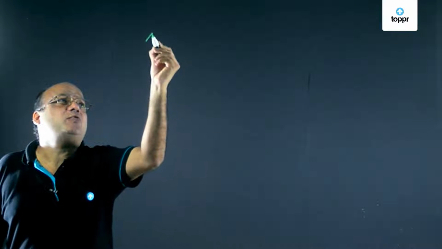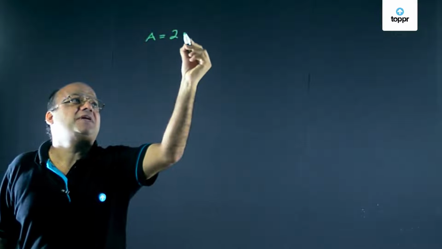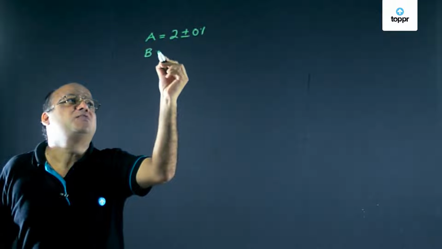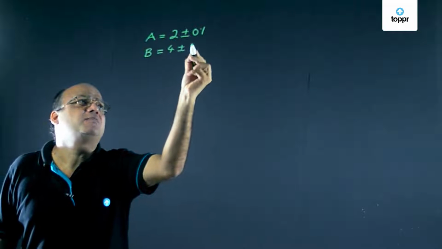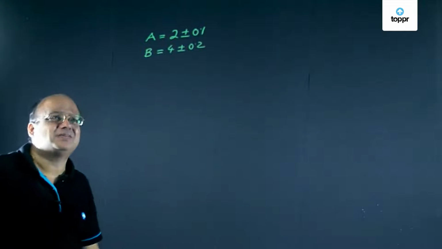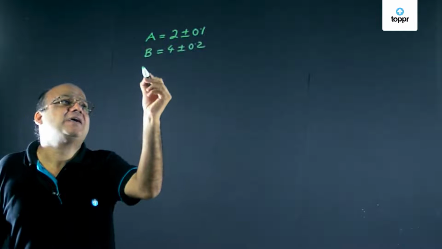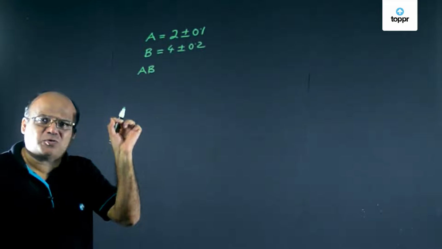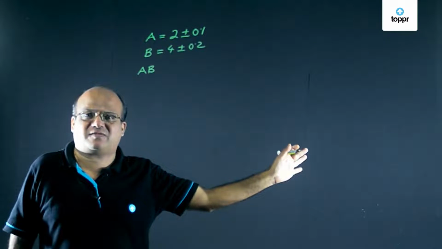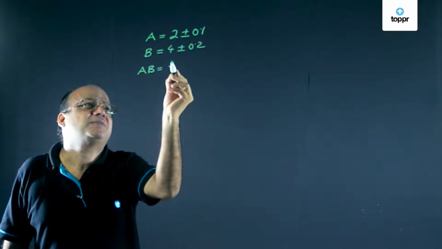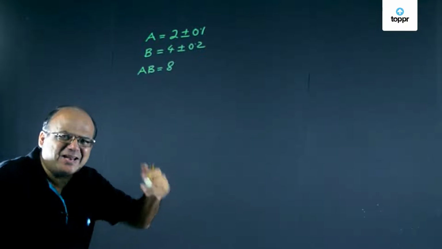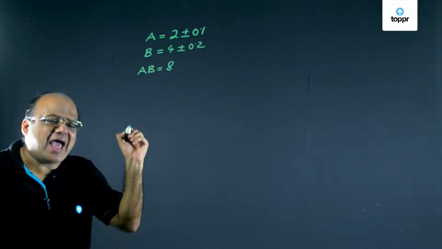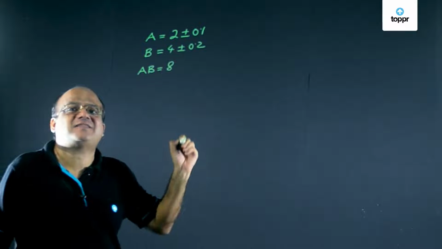Let us say A is equal to 2 plus minus 0.1 and B is equal to 4 plus minus 0.2, whatever units. And we have to find out AB. So first we find out AB, A into B, without bothering about errors. So 2 into 4 is 8. So AB will be 8 plus minus something. Now, in multiplication and division, fractional errors are added.